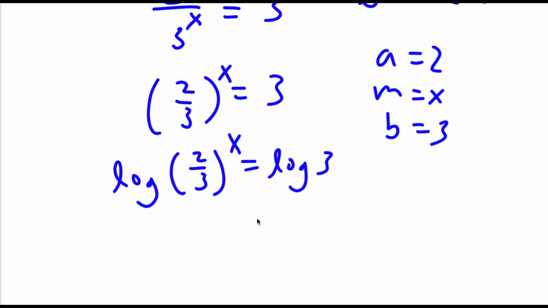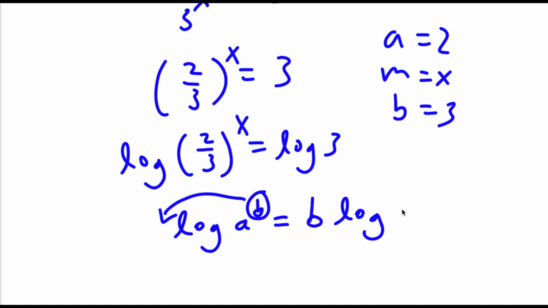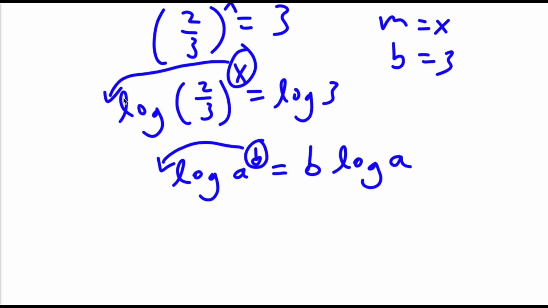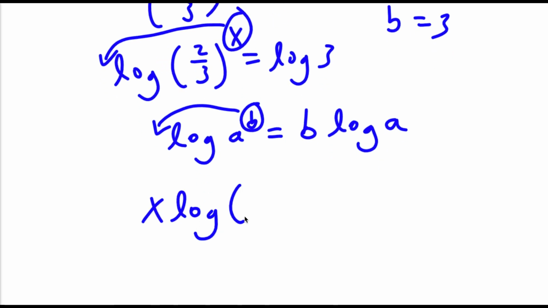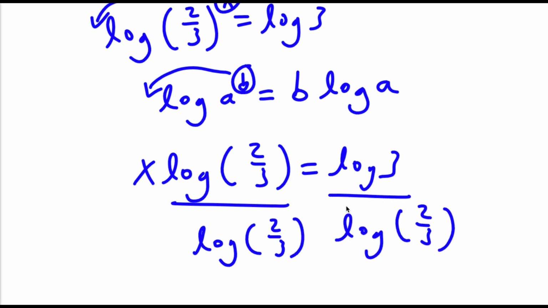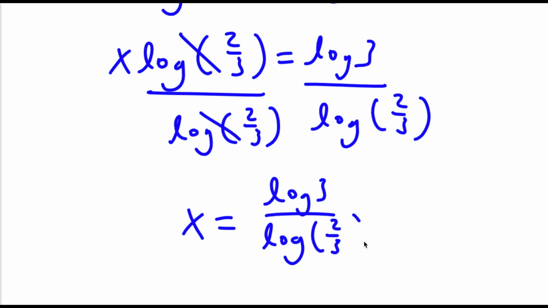And now an important property of logarithms is that if I have something in the form log a to the power of b, I can actually move this exponent b to the front of the logarithm. So this would be equal to b times log a. So now in this case, I can move my x here to the front. So this would be equal to x times log of 2 over 3 is equal to log 3. And now I'm going to divide both sides by log of 2 over 3. So then these two cancel out, and I'm left with x is equal to log 3 over log of 2 over 3.